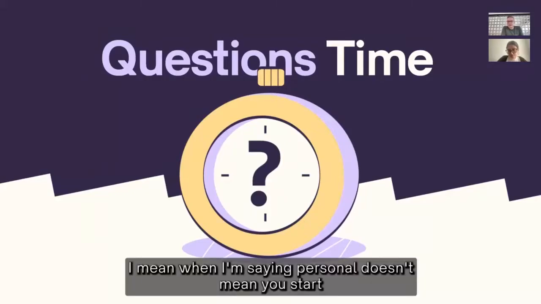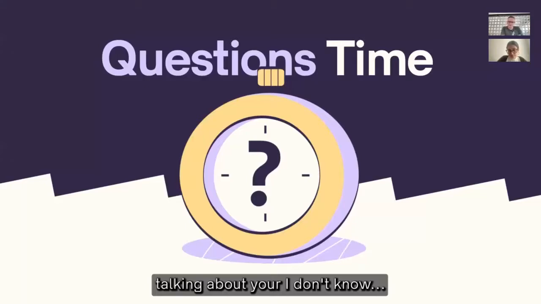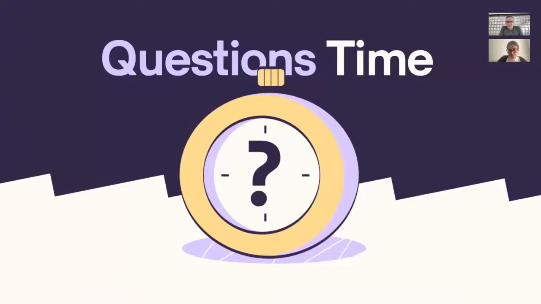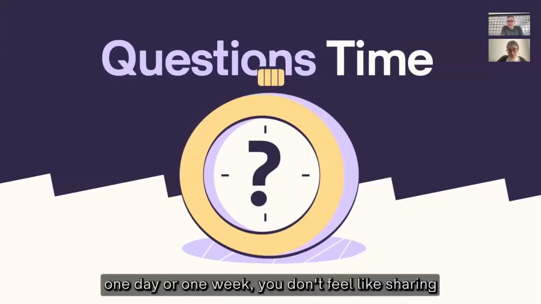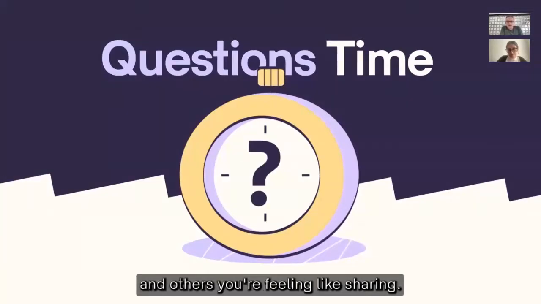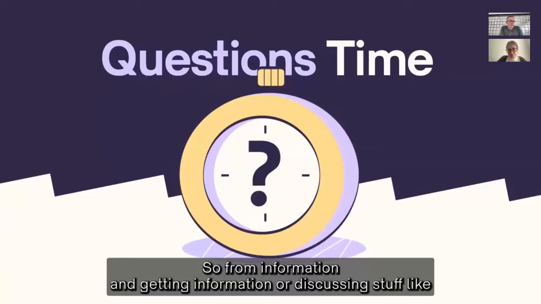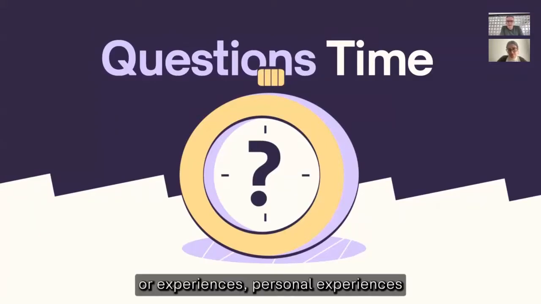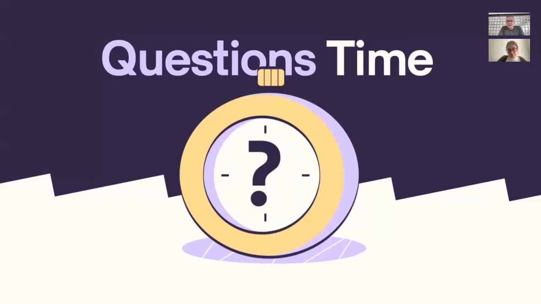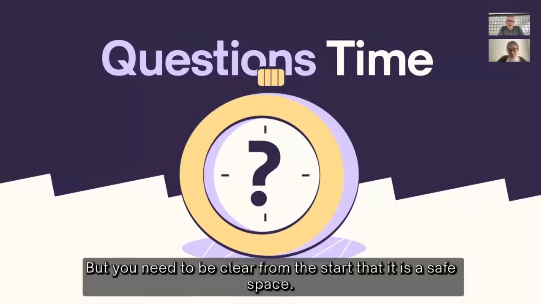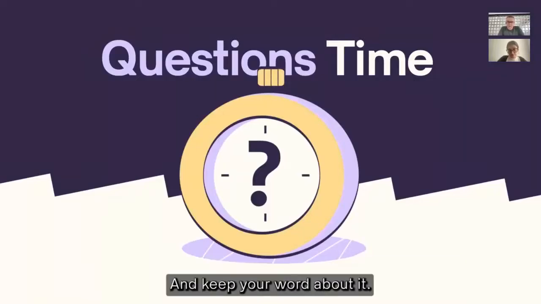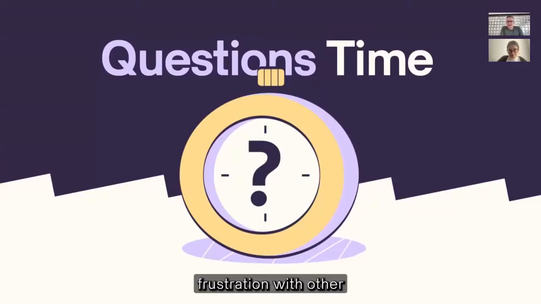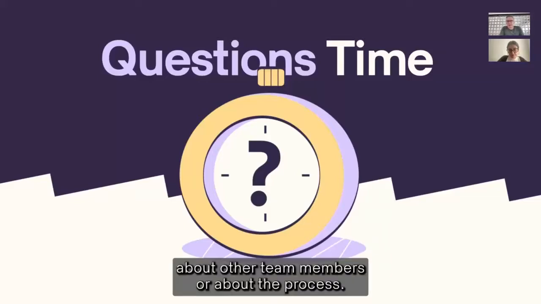When I'm saying personal, it doesn't mean you start discussing your experiences at a very deep level. You discuss at the level you feel comfortable with. Maybe one day or one week you don't feel like sharing, but others do. So from discussing movies, recipes, or personal experiences, to more in-depth sharing, everything can happen. But you need to be clear from the start that it is a safe space and keep your word about it. I mean, not sharing disagreements or frustration about other team members or about a process.